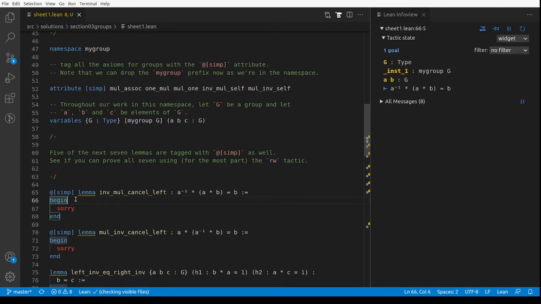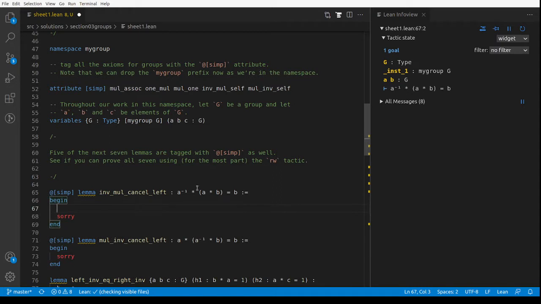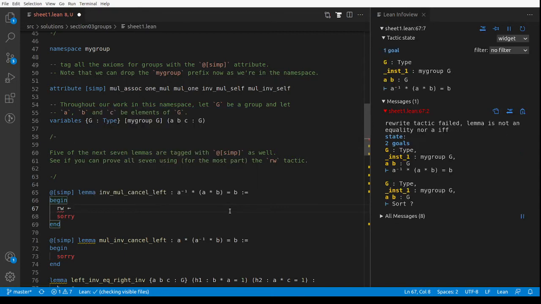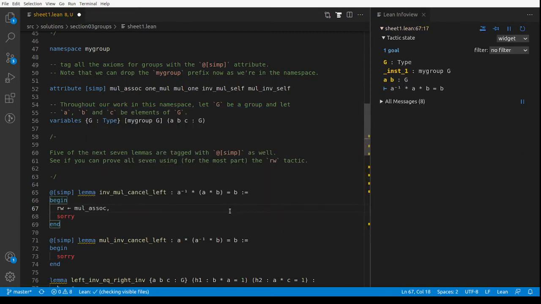So let's get going. inv_mul_cancel_left. How are we going to prove that? We've got to prove that A inverse times (A times B) is B. Well, I guess A inverse times A is the identity. So we need to start off with associativity. The brackets are in the wrong place, right? We want to cancel the A inverse and the A. And the thing about associativity is it pushes brackets to the right, so we need to rewrite mul_assoc that way there.